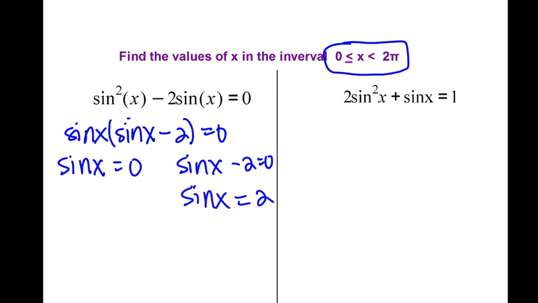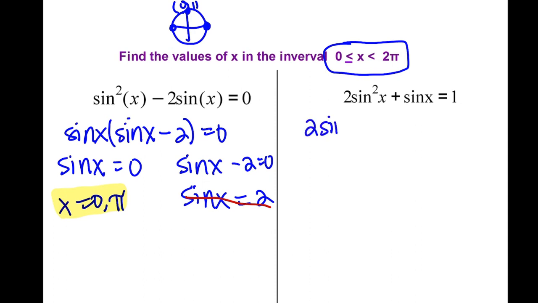Now, my unit circle, it really only goes, well, let's do this one first. Sine is 0 at there and there, so at 0 and pi. But the highest the y values go is 1. And so this one actually doesn't have a solution. And so the answer is just 0 and pi. The highest y value that it goes is 1, so sine of x cannot equal 2. Let's do this next one. This one needs to equal 0.